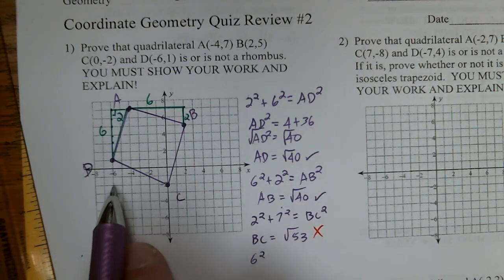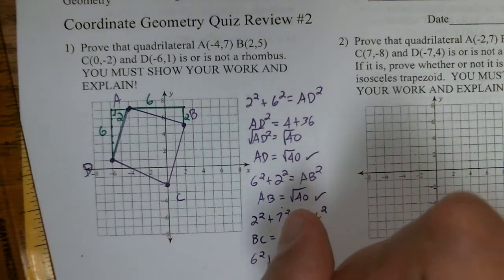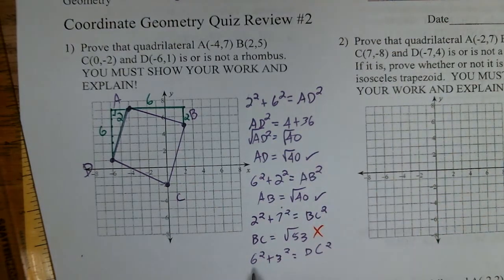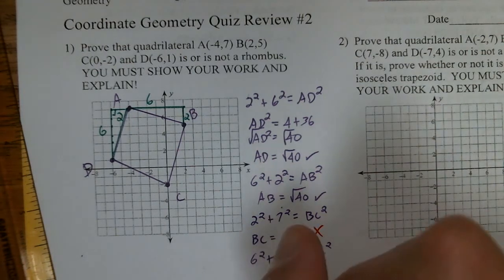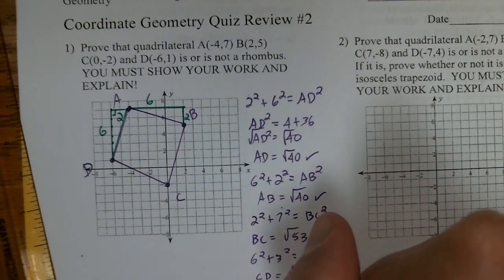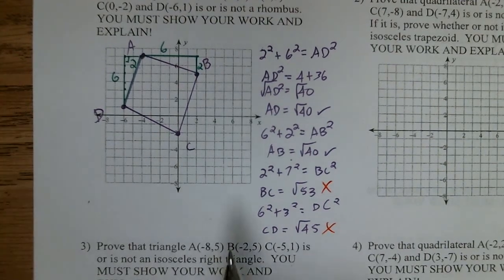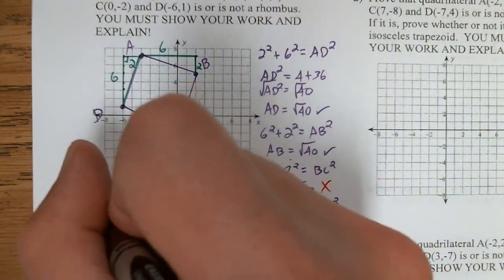So 6 squared plus 1, 2, 3 plus 3 squared equals DC squared. That's 36 plus 9. So CD, or DC, is the square root of 45. And then once again, we can see all 4 of these distances are not the same.